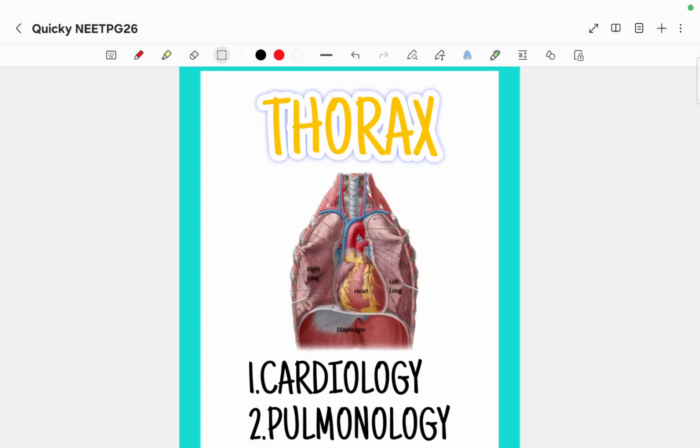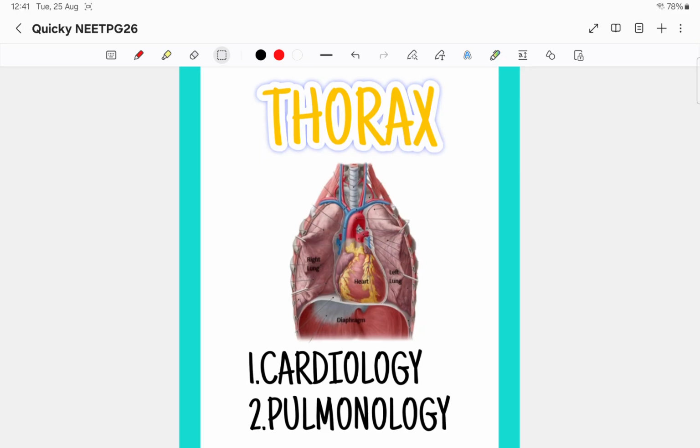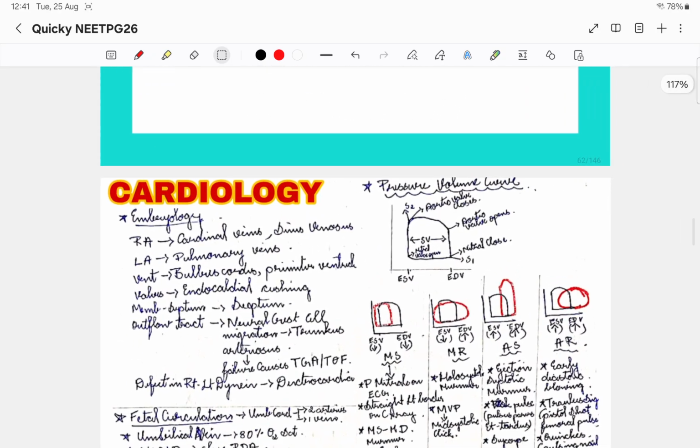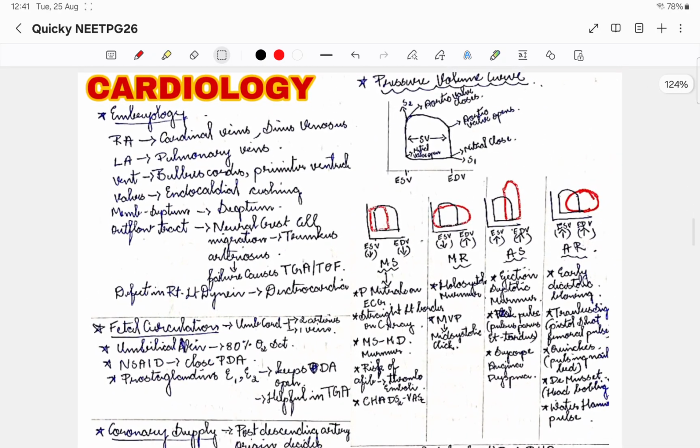Hello guys. Now that we are done with the head, neck and face, we'll go to the next part, that is thorax. In thorax, we'll be learning about cardiology and pulmonology. To begin with, we are starting with cardiology. In cardiology, we'll study the basic anatomy, embryology and physiology first. Then we'll go on to the specific pathologies related to cardiology.